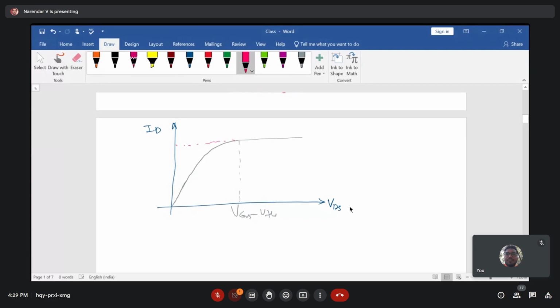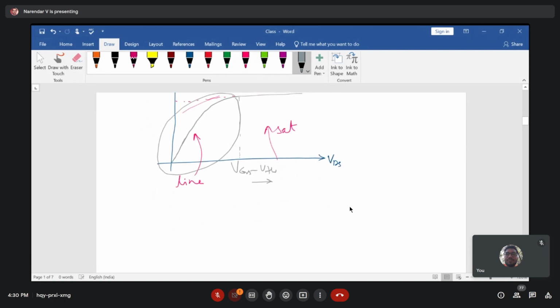Now when it is acting as a constant current, this region is what you call linear, and this region is what you call saturation. We had seen this MOS transistor in the linear region of operation, where it acts as a kind of variable resistor. What is going to happen if you operate your device in the saturation region of operation?